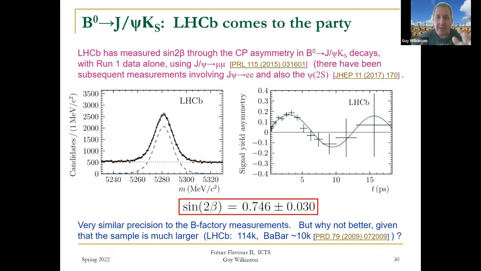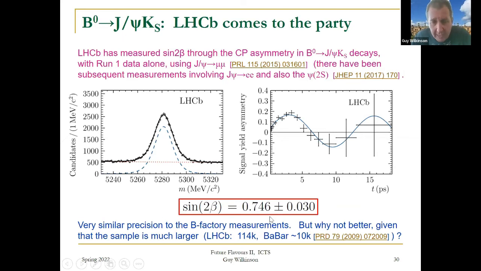So back, after this slightly lengthy introduction, to actually LHCb. LHCb has measured sine 2 beta in just this manner. The measurement I'm showing is with the Run-1 data alone. And the cleanest measurement is where we measure the J/psi into mu plus mu minus. This is essentially where all of the precision comes from. So here is the precision.